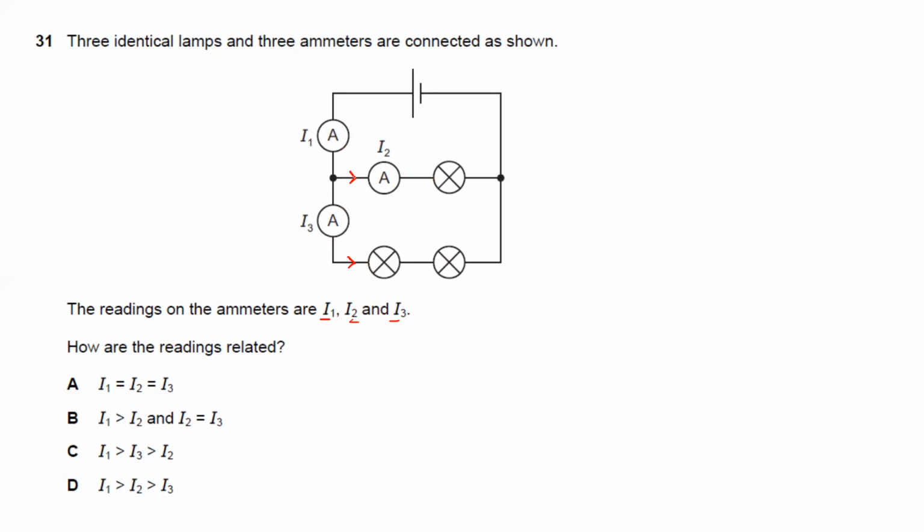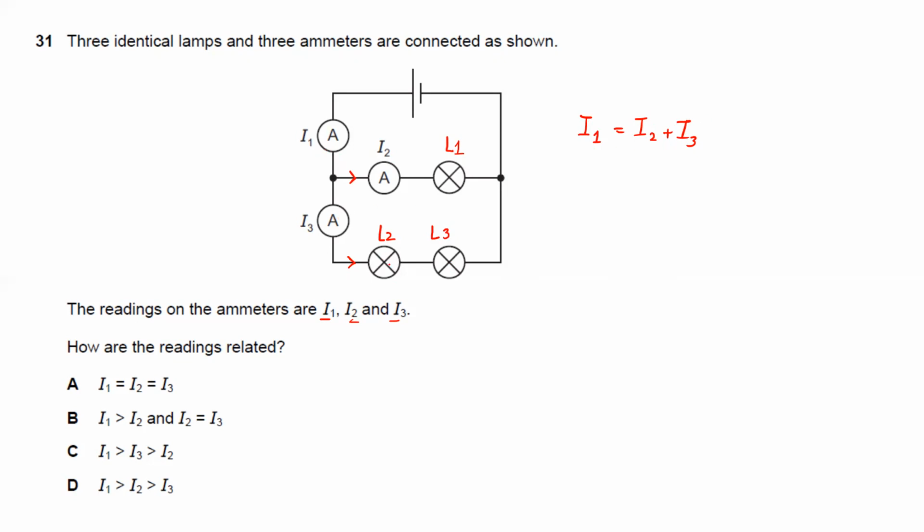So basically, I1 measures the current through this lamp. Say this is lamp L1, this is lamp L2, this is lamp L3. I1 is the total current, so I1 will be equal to I2 plus I3. So we can easily say that I1 is the largest of these, right?